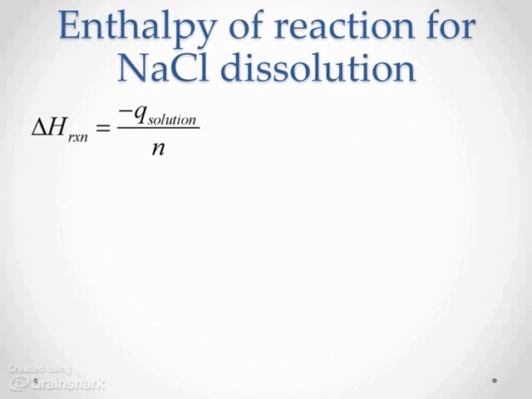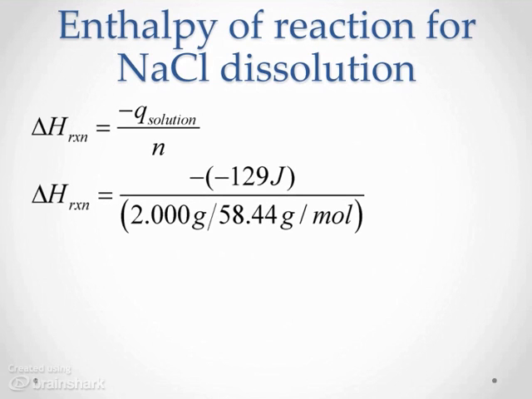We want the enthalpy of reaction, so we need negative Q of the solution divided by the number of moles of salt dissolved in the volume of water used in the experiment. So we will have negative 129 joules divided by the moles of sodium chloride. We work out moles by taking the 2 grams mass of salt and dividing that by the molar mass of NaCl.